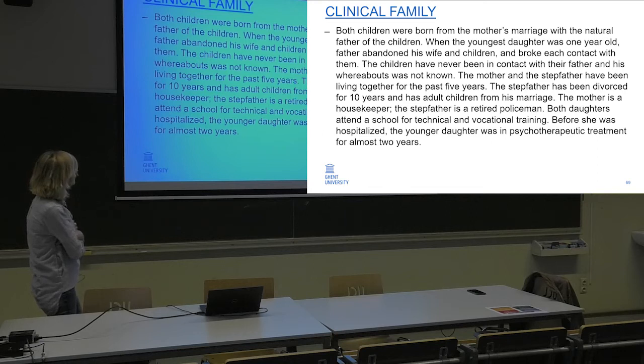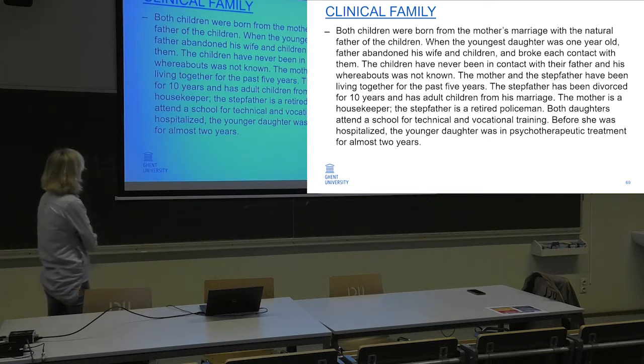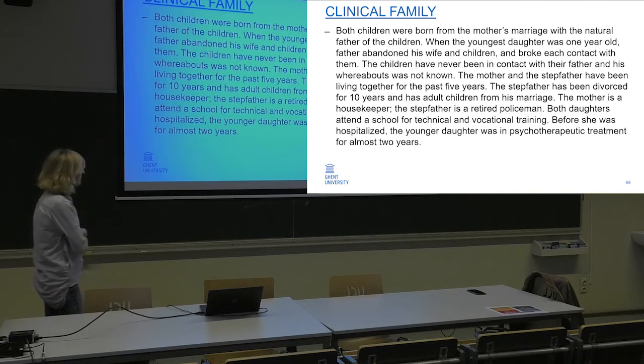The children have never been in contact with their father, and his whereabouts was not known. So the father is really out of the picture. Yeah? The mother and the stepfather have been living together for the past 5 years. The stepfather has been divorced for 10 years and has adult children from his marriage. The mother is a housekeeper, the stepfather a retired policeman.